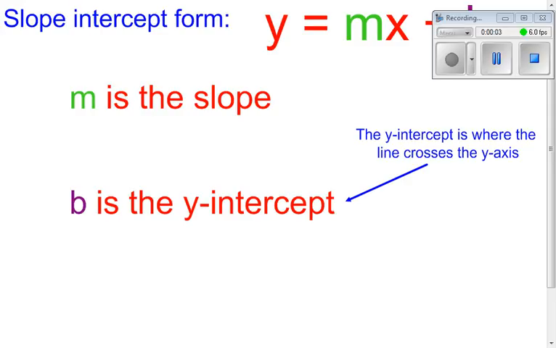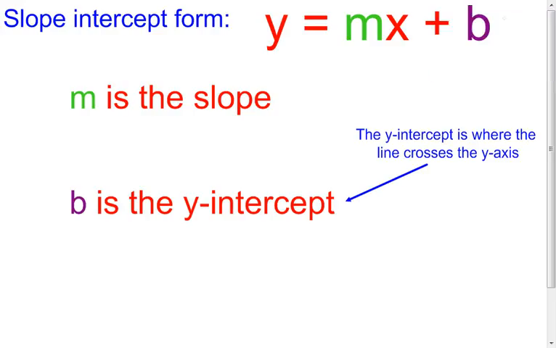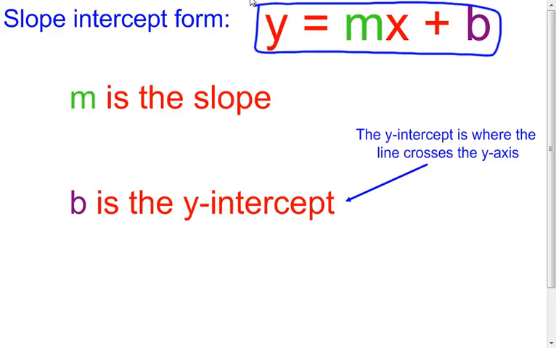We will be looking at equations that are in slope-intercept form in this lesson. Slope-intercept form you're probably familiar with, but it's this equation right here: y equals mx plus b. M stands for the slope, and that gives you a hint about which direction the line goes. And b is the y-intercept, or where it crosses the y-axis.